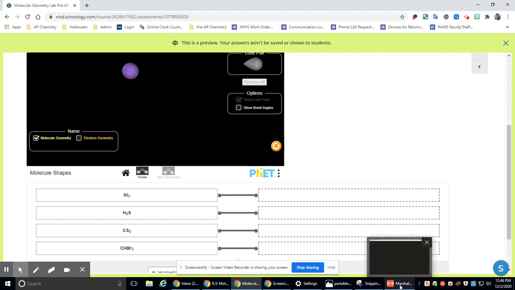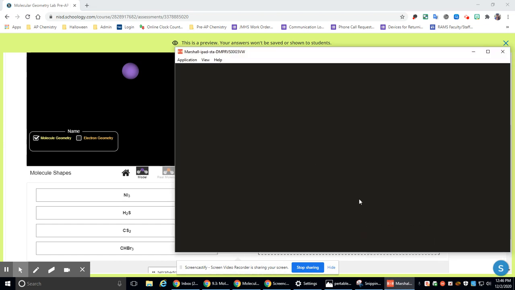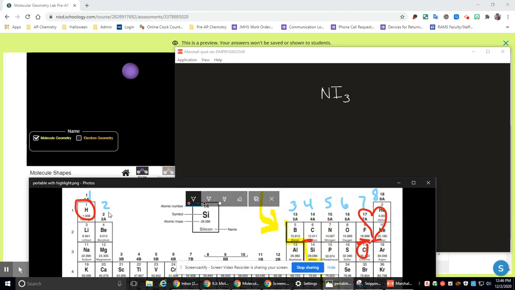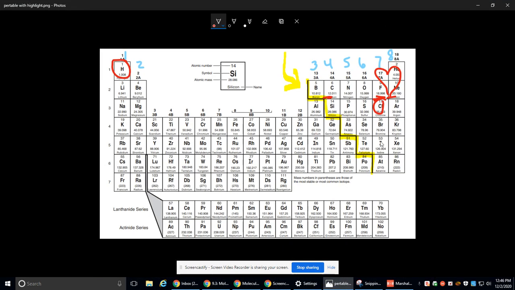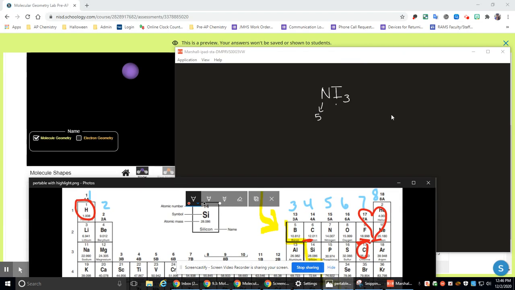So I'm going to pull up my periodic, or not my periodic table, my iPad real quick. Okay. So when we have NI3, okay, we first have to figure out what our different valence electrons are. So from our periodic table, kind of what we've been working on, we have N. N is in group 15, so therefore it has 5 valence electrons. And then iodine is over here in group 17, so it has 7 valence electrons. And that's going to be important to us when we go to draw this, okay?